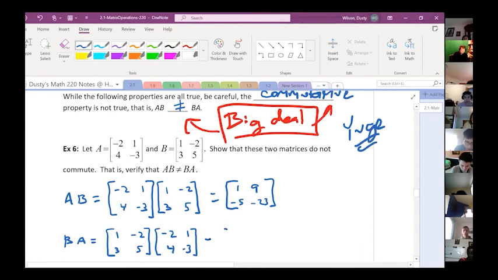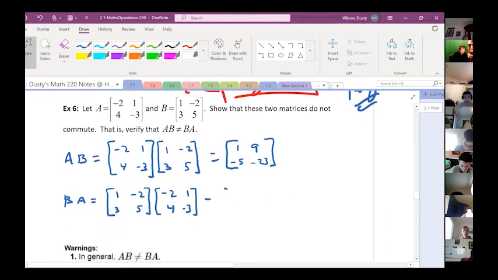So if you multiply the other direction, now we're looking at B times A. Let me make sure you're seeing it. Here's A and here's B. So we're switching orders. And so minus 10, and you already can see that it's not going to work. 7, 14, and minus 12.